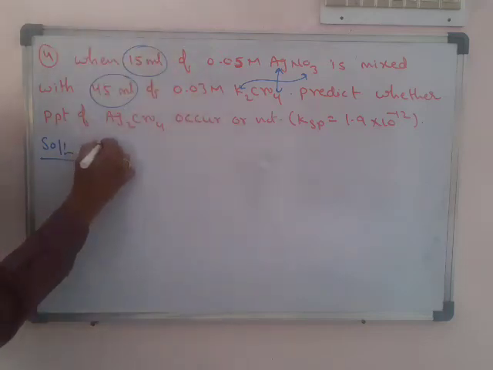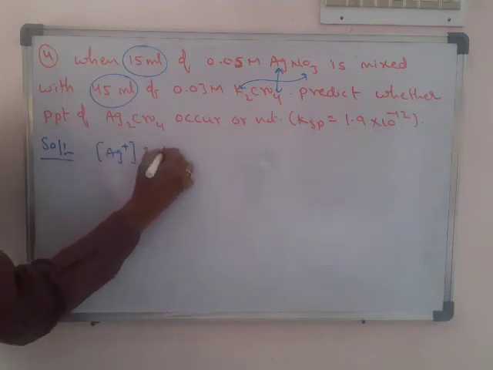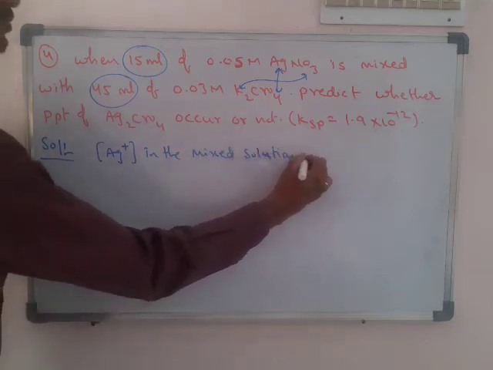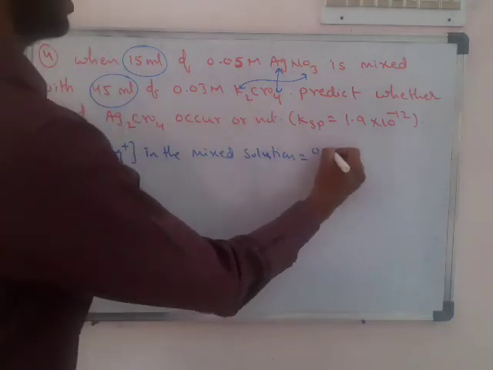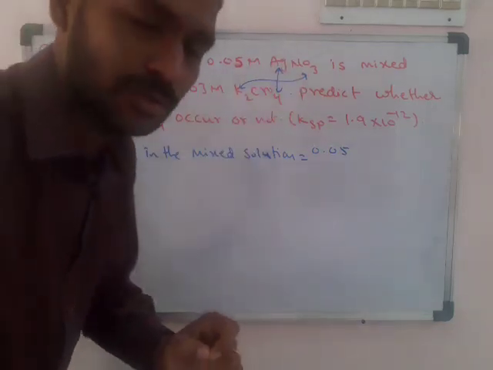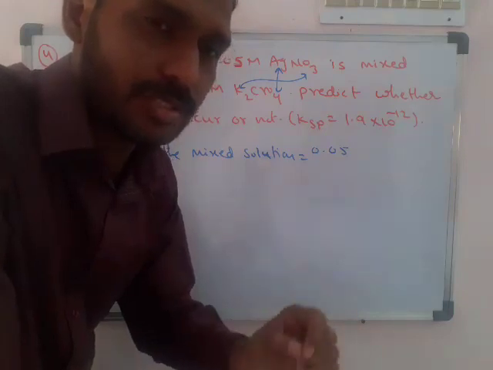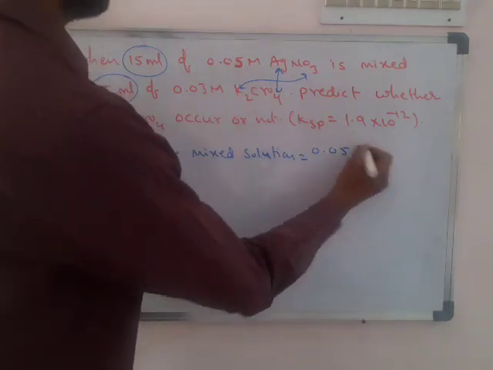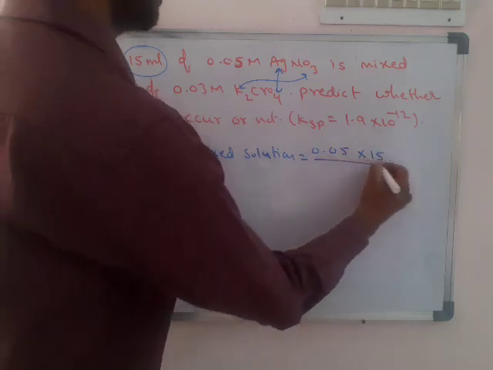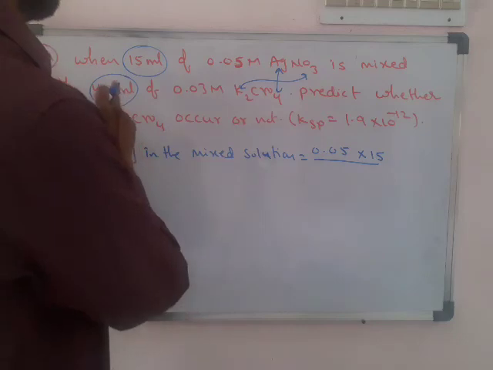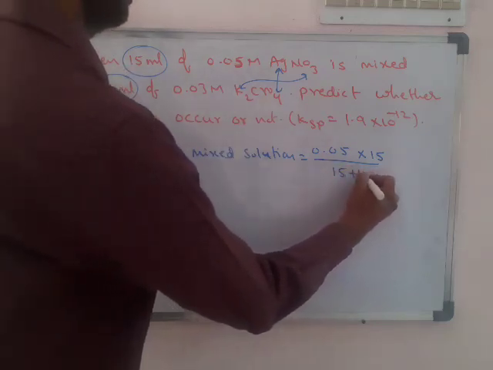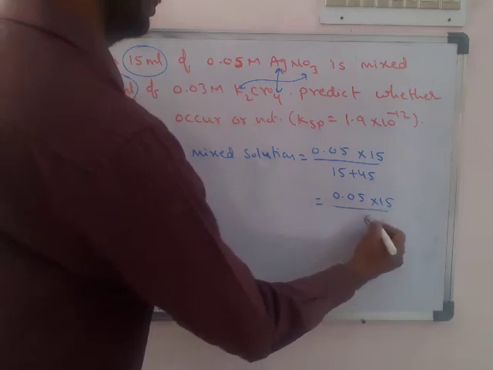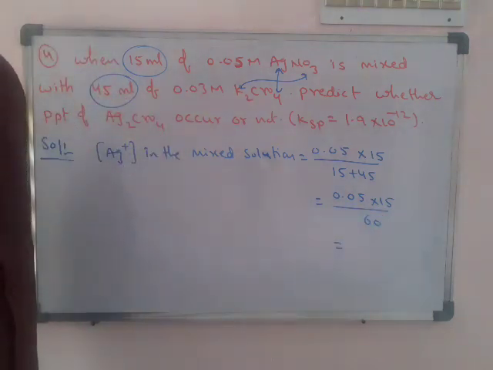So for that, what is the concentration of Ag plus in the mixed solution? 0.05 M AgNO3 means the Ag plus concentration is 0.05, and NO3 minus concentration is also 0.05. So 0.05 into M1V1 equals M2V2, we have to find the final concentration M2 in the total volume, 45 plus 15. On this calculation, here we get the value.